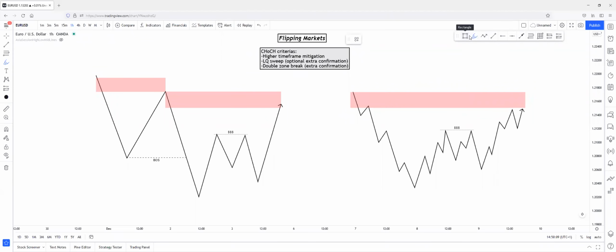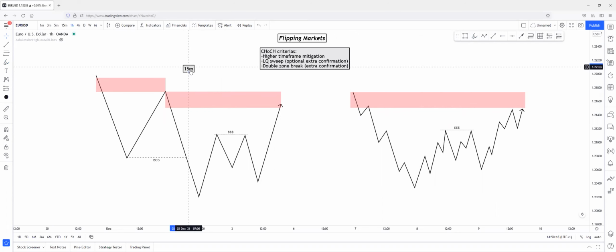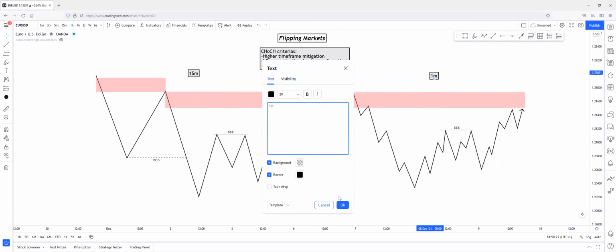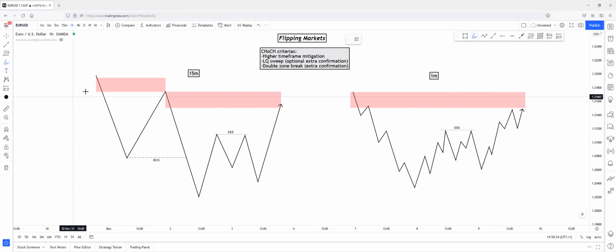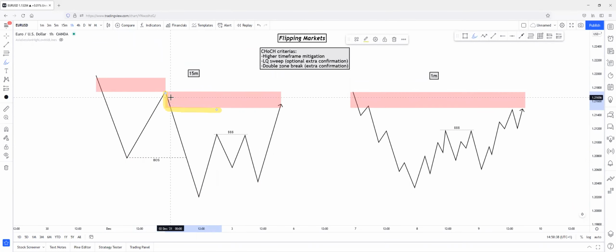Okay, let's see a concrete example and the criteria. As you can see in this first image, price is moving in a downtrend. This is the 15-minute chart, and this will be the 1 minute chart. Price is moving in a downtrend, creating a series of lower lows and lower highs, respecting supply zones, breaking through demand zones, and breaking structures to the downside. So this is the overall 15-minute structure. And as you can see, this supply zone has been created because it broke structure to the downside with inefficient movement.